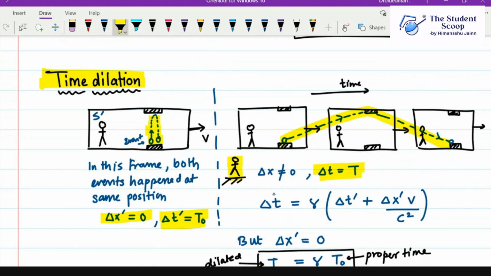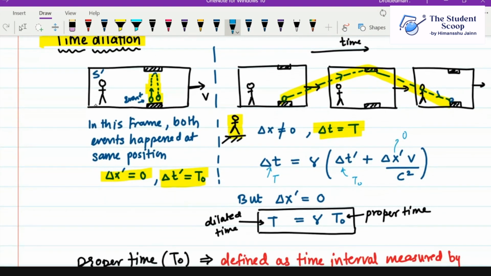And if I use the Lorentz transformation equation, then delta T will be written as T, and delta T dash is written as T naught. Delta X dash is equal to 0. So we will get our equation: delta T is equal to gamma times T naught. Now this is a very important equation because T naught is the proper time, and capital T is the dilated time. This is dilated because the gamma factor is always greater than 1. So the other person on the ground will measure a little bit extra time.